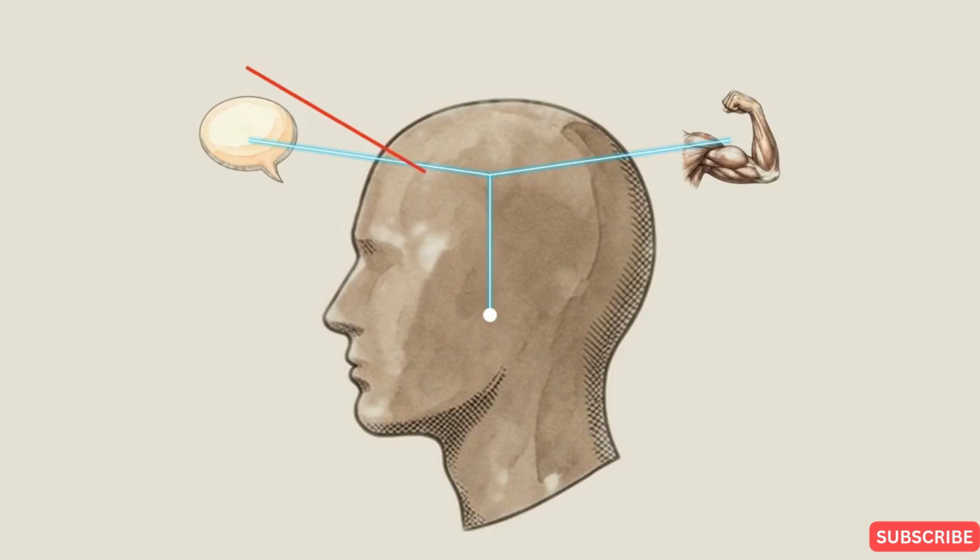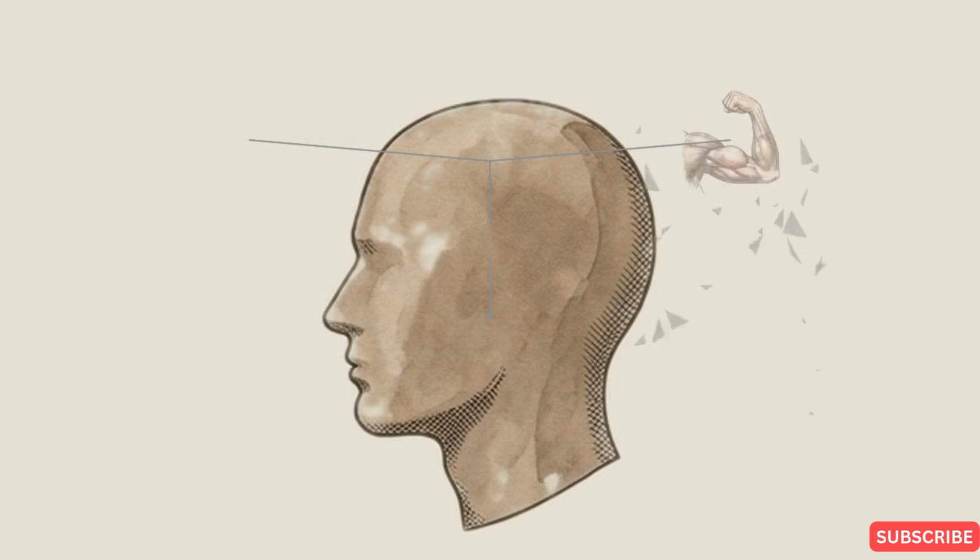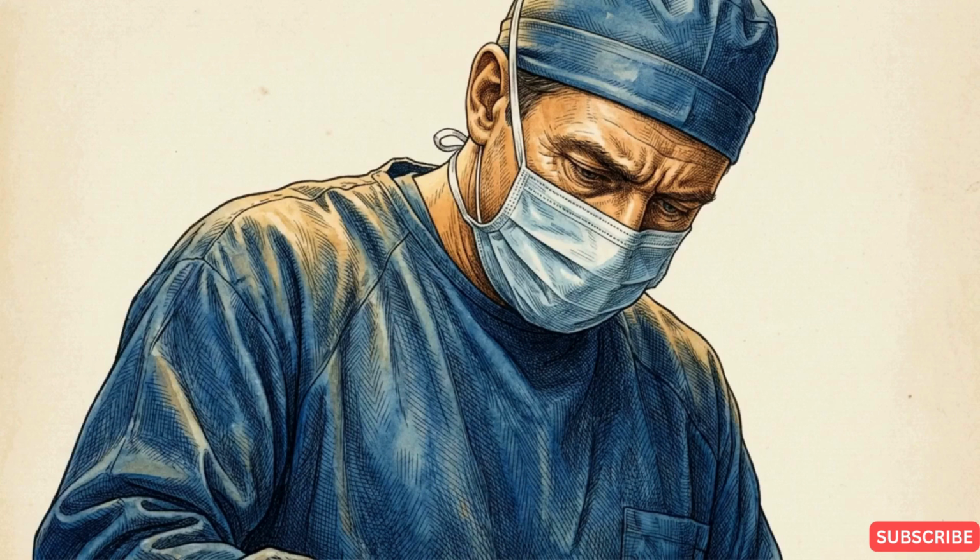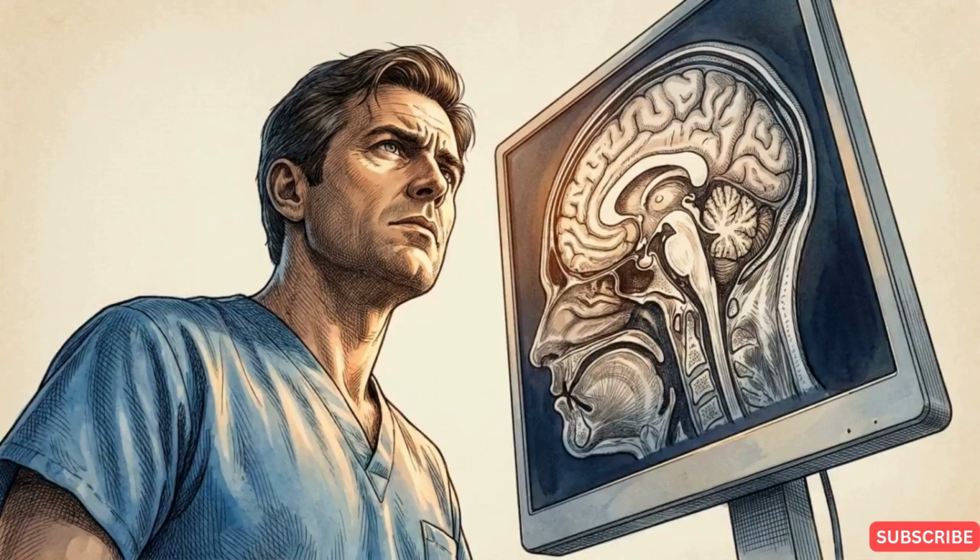Cutting just 1 millimeter in the wrong direction can permanently erase a patient's ability to speak or move their arm. Relying on sight alone turns navigating the brain into a deadly guessing game. The surgeons are operating in a vacuum, completely dependent on finding a reliable map.